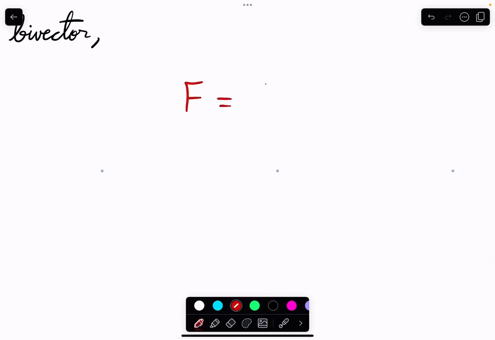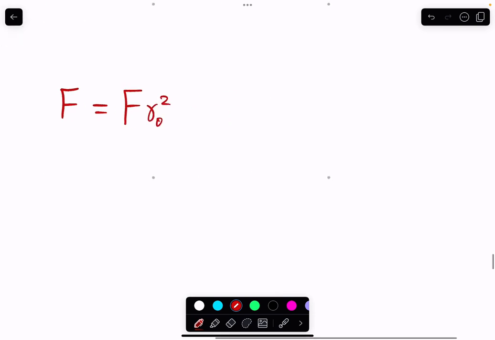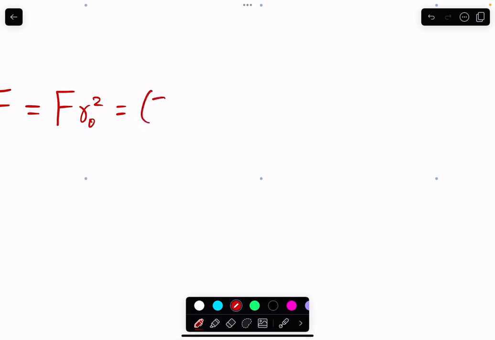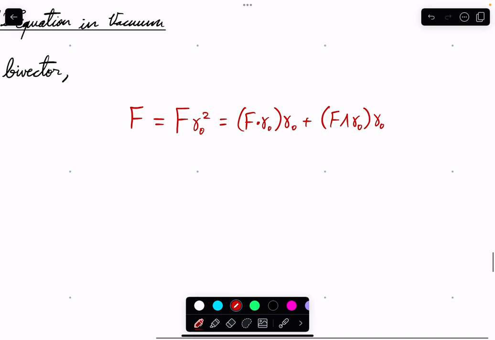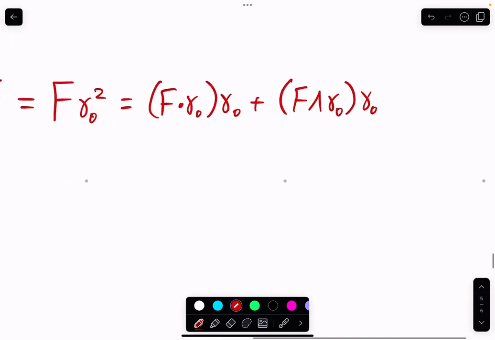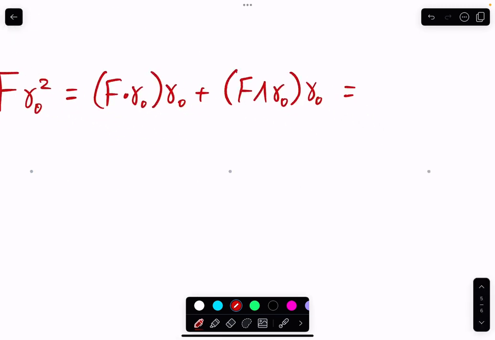So F is equal to F gamma naught squared, which is equal to F dot gamma naught plus F wedge gamma naught, where these then become the E plus BI.